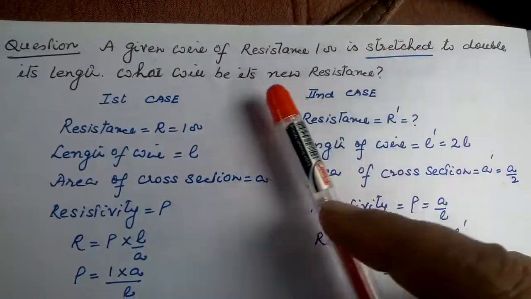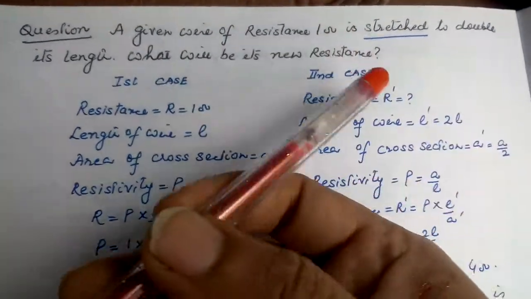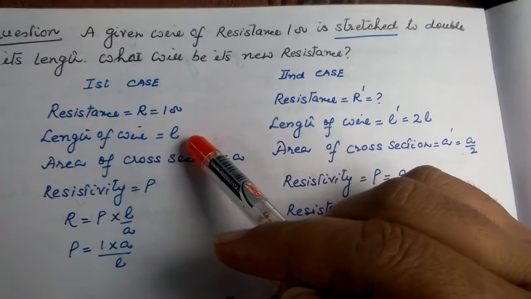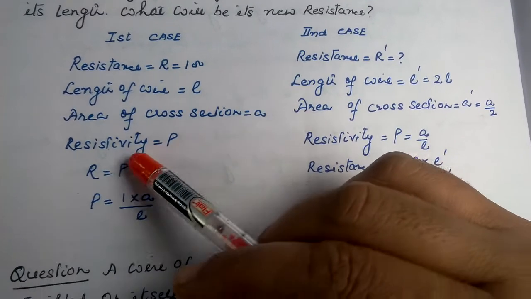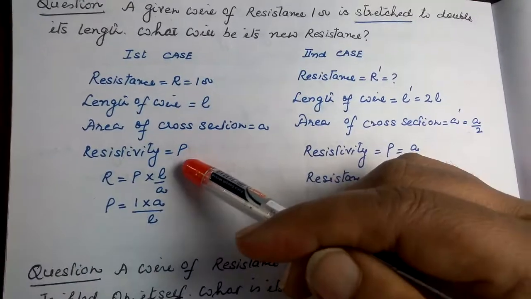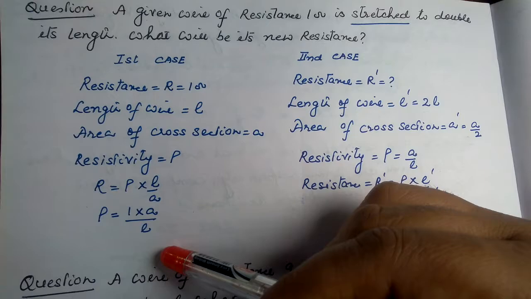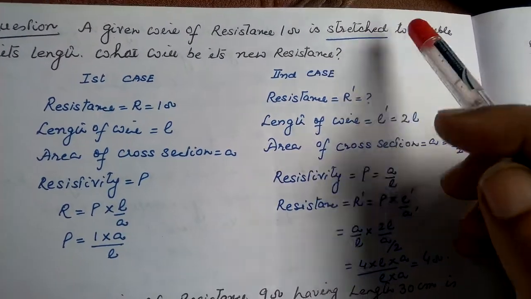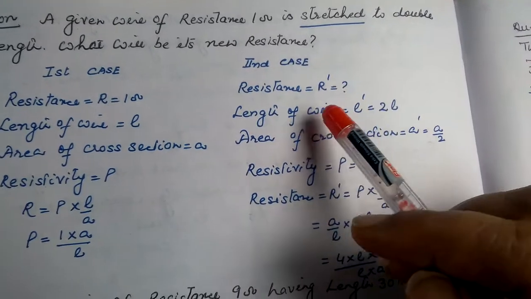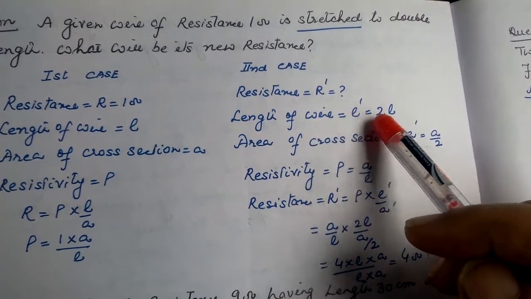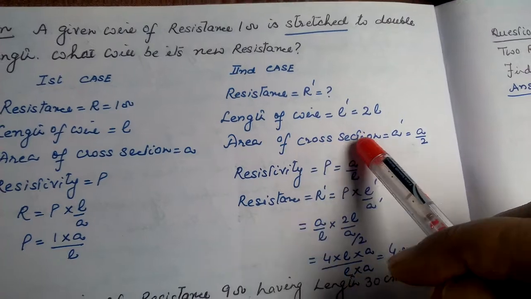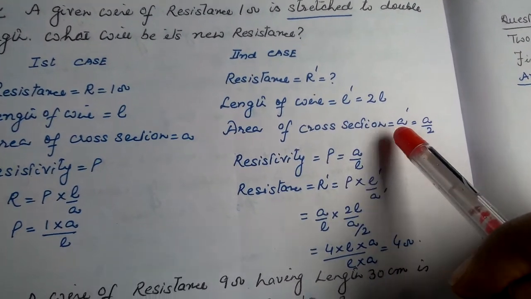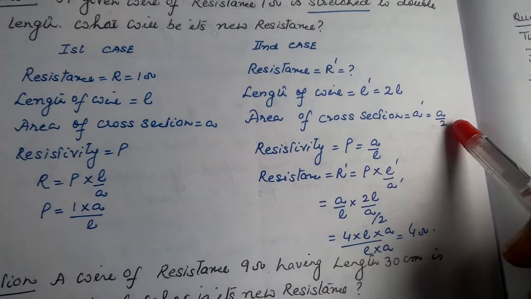We will consider these two differences using two numericals. First, by stretching it. In the first case I consider a wire of resistance 1 ohm, length L, area of cross section A, resistivity rho. Second case, when length is doubled by stretching, we want to find its resistance. When you stretch it, its length will be double, 2L, but the area of cross section will be half, because when we stretch any wire it becomes thinner.